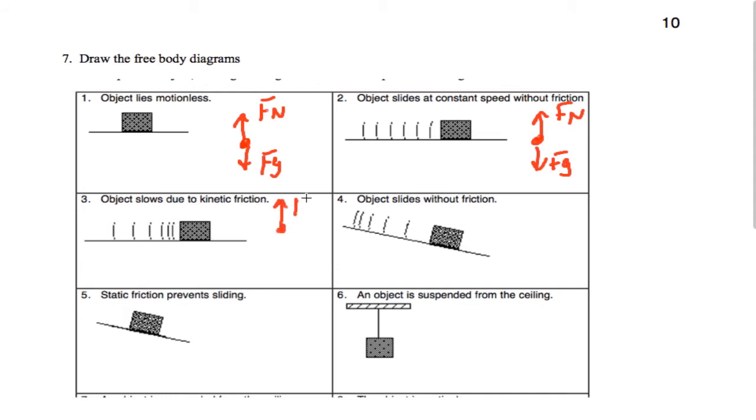For number 3, we've got the normal and we've got the gravity force going backwards. Now, it's slowing down, so that must be caused by the kinetic friction force acting backwards. And here, there is no force of sliding.